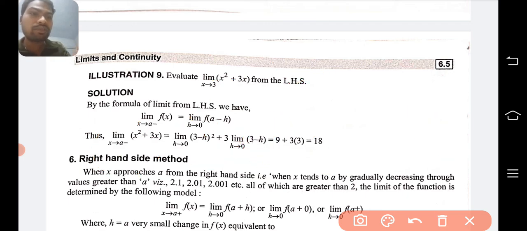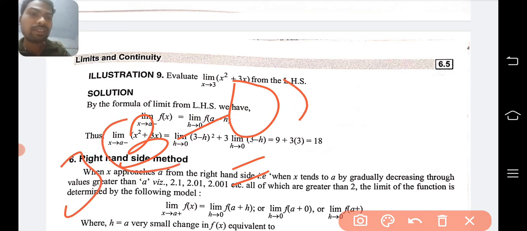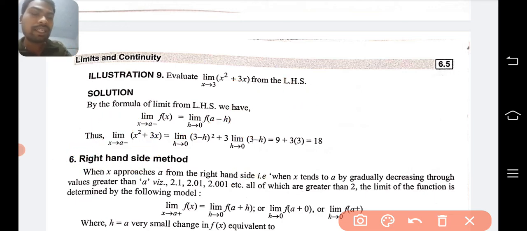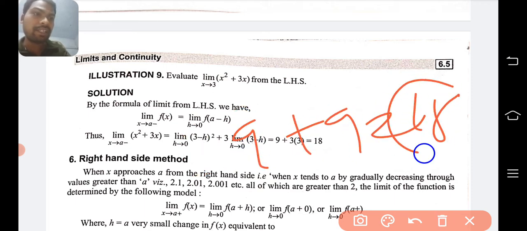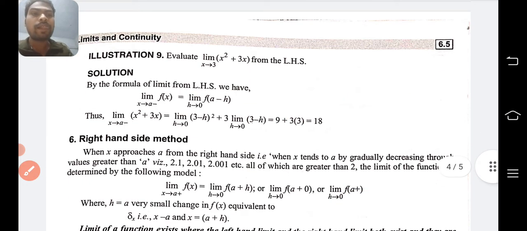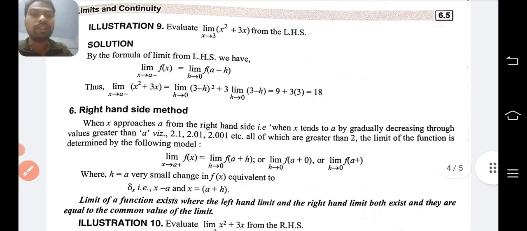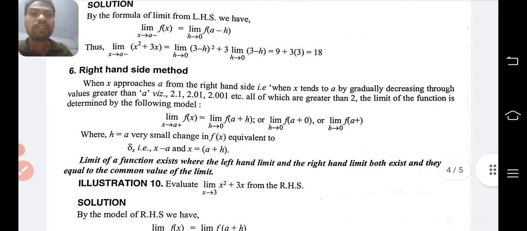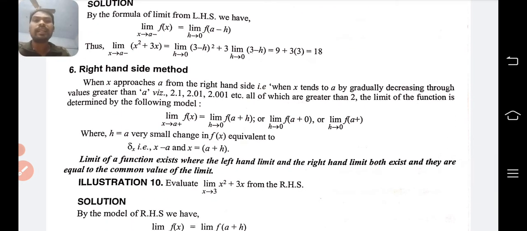Clear? In this way, if you put h equal to 0 in 3 minus h, what will we get? This is 3 and it is multiplied by 3. Then we get 3 into 3, which is equal to 9. Then 9 plus 9 equals what? 18. 9 plus 9 equals 18. In this way we are able to get the left hand side limit value. Clear? In this way we can also derive the right hand side limit.